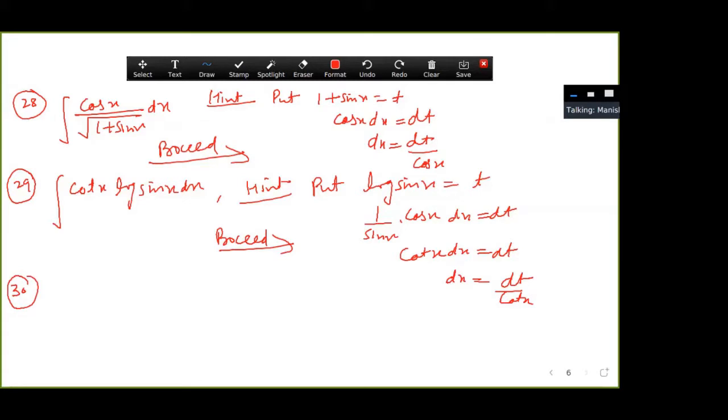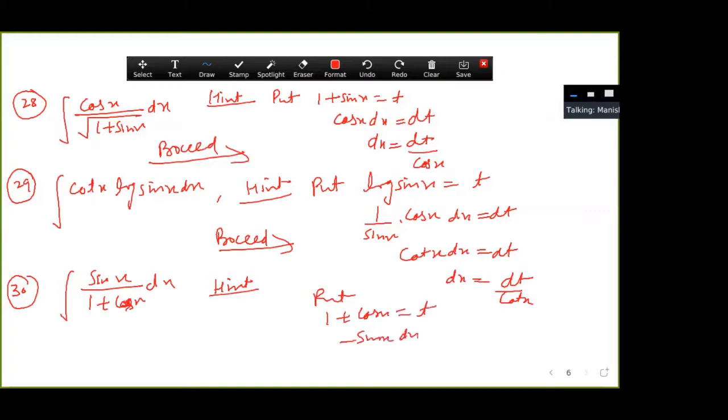Now question number 30, again an easy one. Let's give the hint. Sin x upon 1 plus cos x dx. Hint is put 1 plus cos x is equal to t, minus sin x dx is equal to dt, or you can say dx is equal to dt upon sin x, with a minus sign here. Now proceed the question.